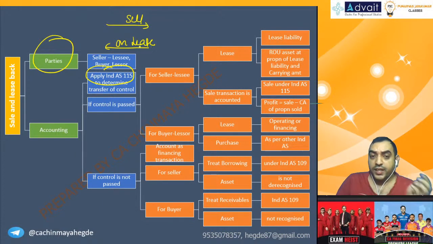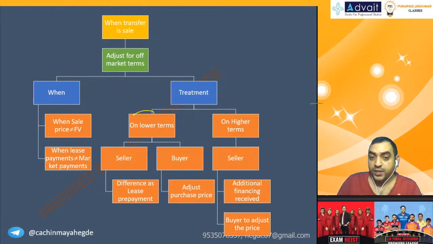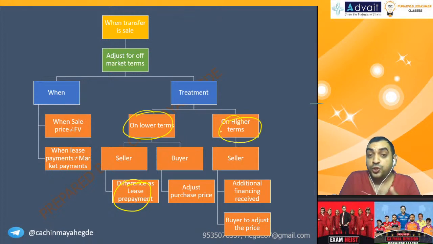Then once you take the asset as lease back, you have to check whether it is greater than fair value terms or lesser than fair value terms. If it is on lower terms, what do you treat? The difference will be treated as lease payment. And if it is higher terms, that means you get more money. Why will you get more money? Like a loan taking. You are taking a loan. Therefore, you treat it like a loan received.